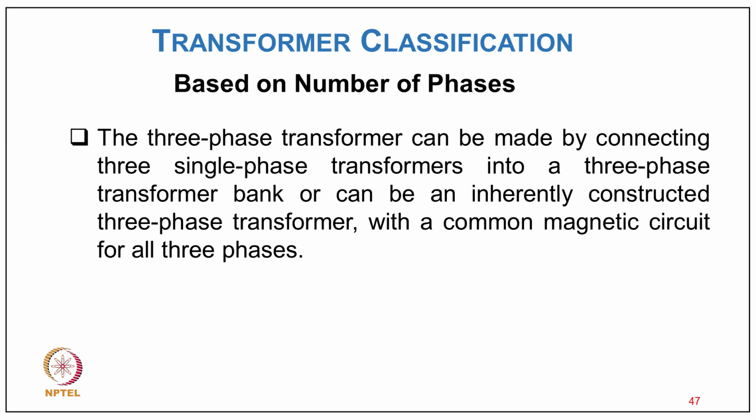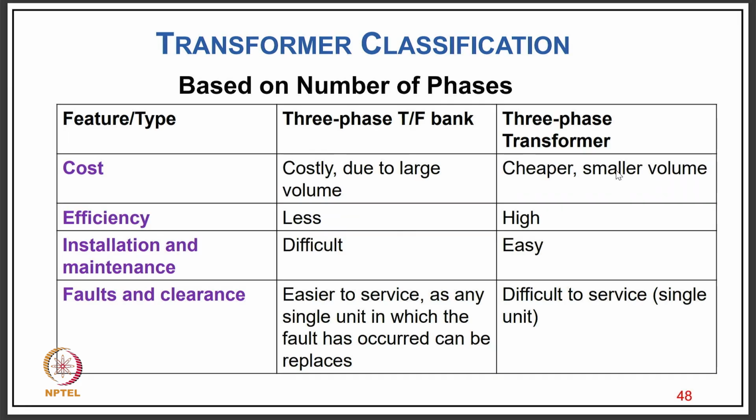The 3-phase transformer can be made by connecting 3 single-phase transformers into a 3-phase transformer bank, or it can be inherently constructed as a 3-phase transformer with a common magnetic circuit for all the 3 phases. Well, you can have a 3-phase transformer bank consisting of 3 single-phase transformers, or a 3-phase transformer. A comparison: first is the cost. Cost is large due to the large volume of three single phase transformers, and a three phase unit is certainly cheaper and smaller in volume.